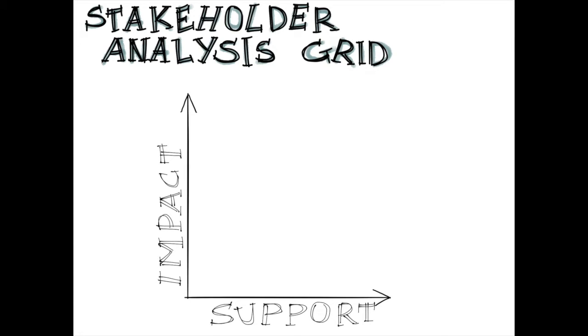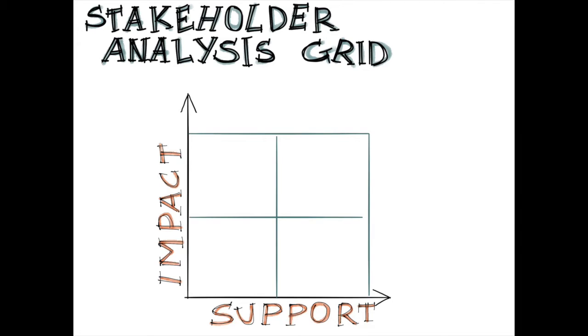Broadly speaking, you can categorize them according to how much impact they have within the organization and how much support they give to you. This then gives us the 2x2 matrix, which is known as a stakeholder analysis grid.